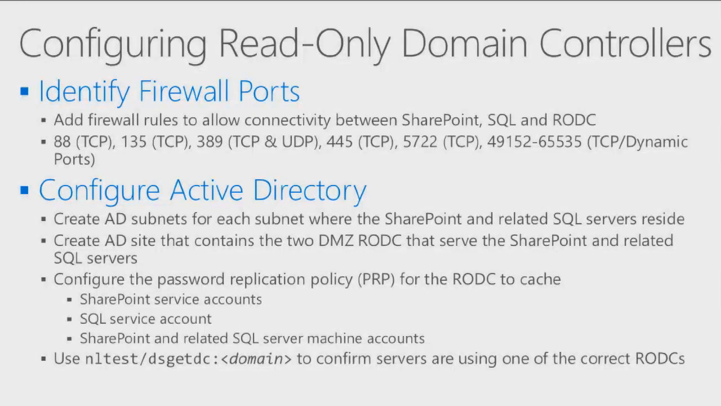You could even be really clear about what specific attributes are going to be cached as well. So how do you set up Active Directory with your read-only domain controller? We created subnets with the Active Directory team that had only the SharePoint and SQL servers on. We created Active Directory sites that corresponded to those subnets. And then we configured the password replication policy so that only the service accounts for SharePoint and SQL were cached on the RODC, as well as the actual machine accounts themselves.